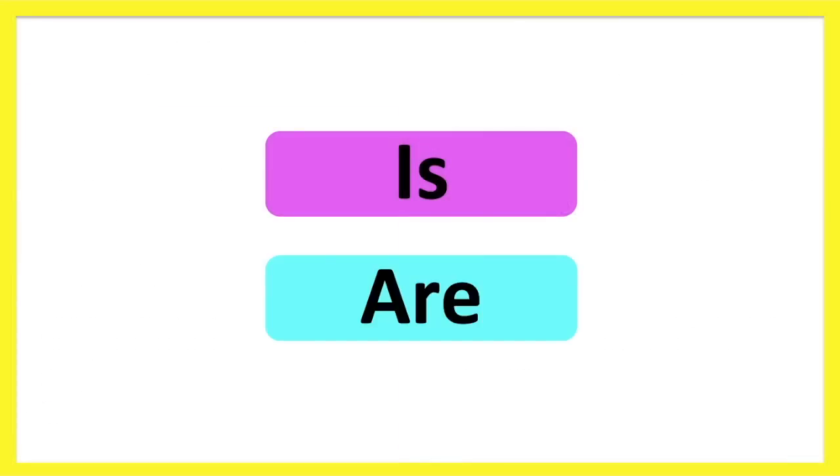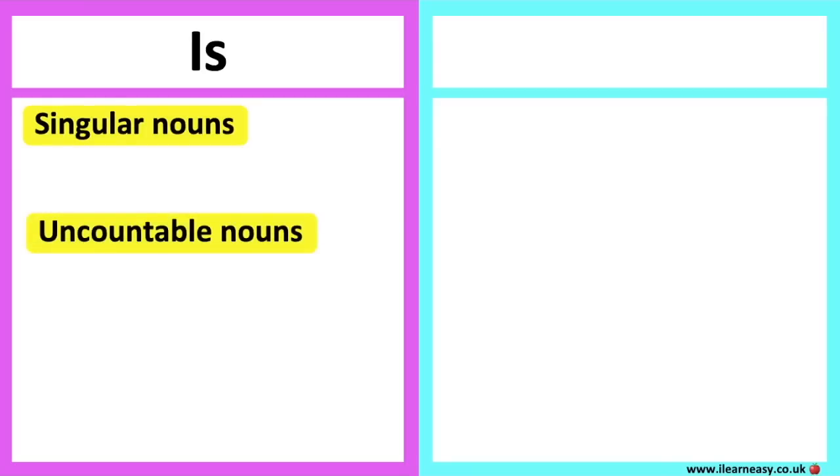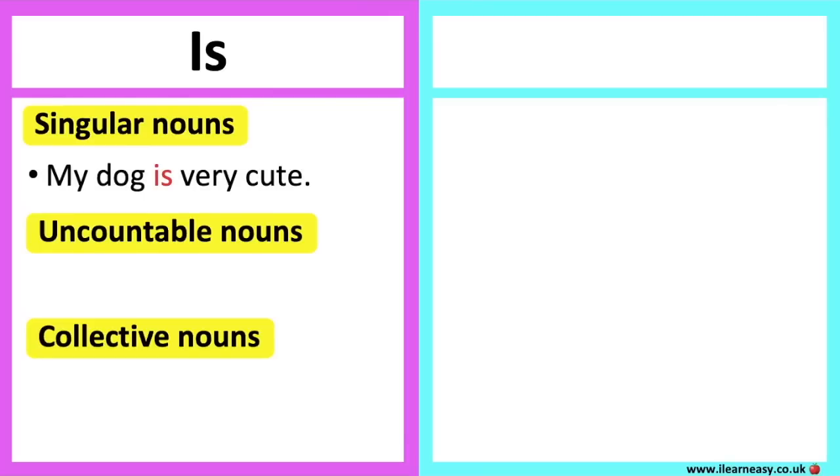Is, are. These are different forms of the verb to be. We can identify which word we need to use by looking at whether the noun in the sentence is singular or plural. Is. We use the verb is with singular nouns, uncountable nouns, and collective nouns. Singular nouns refer to one person, place, or thing. For example, my dog is very cute. So dog is a singular noun.